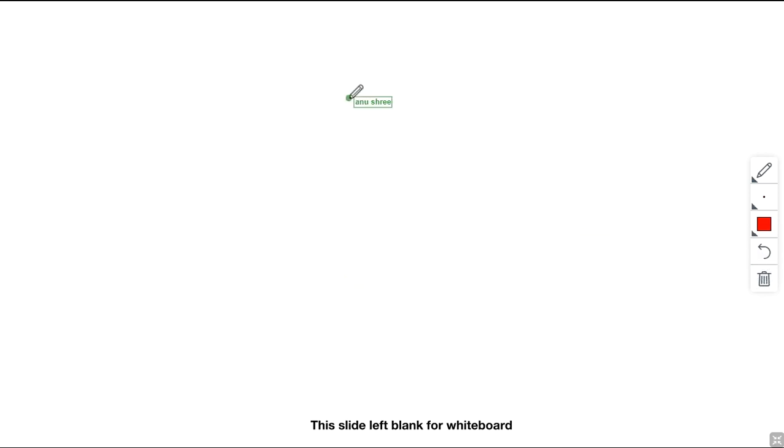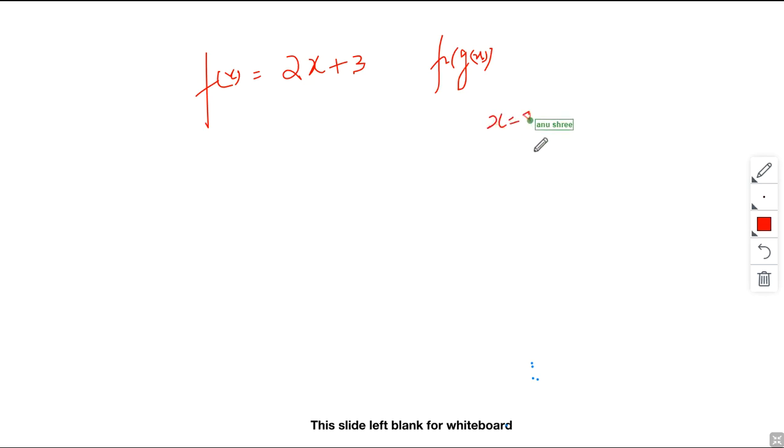Same if the question is given as f(x) equals 2x plus 3, and you have to find f(g(x)). What you do is you just have to put g(x) in the same manner as what we were doing. We were just putting x equals a, so the same way we have to do x equals g(x). Right? Is this clear?